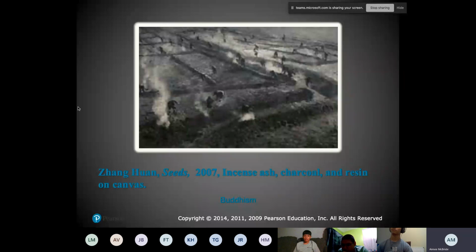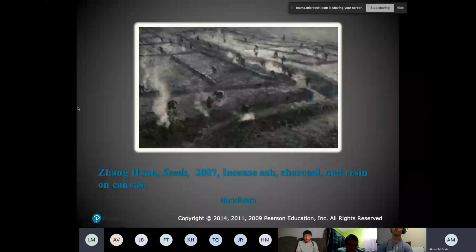So I'm going to call on someone in a second, and hopefully they can help explain to us why this would be considered art in worship and ritual, specifically in reference to the incense ash. Livette, do you know why maybe this would be considered art in worship?